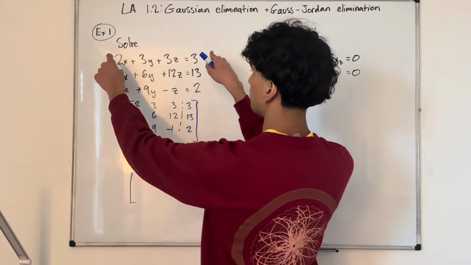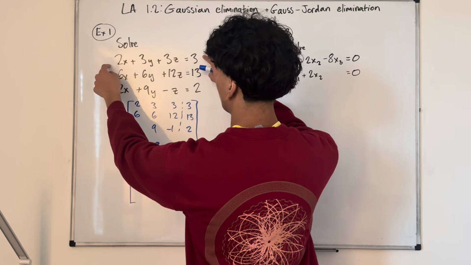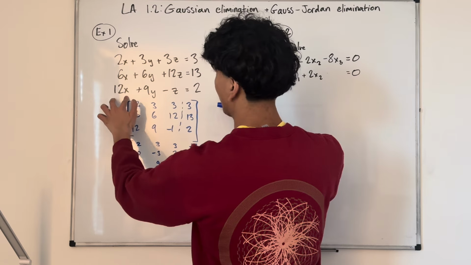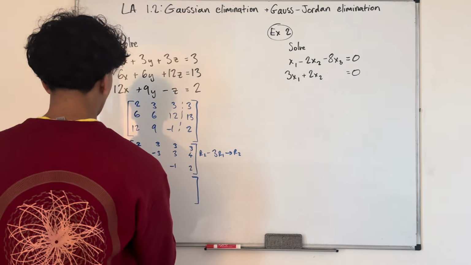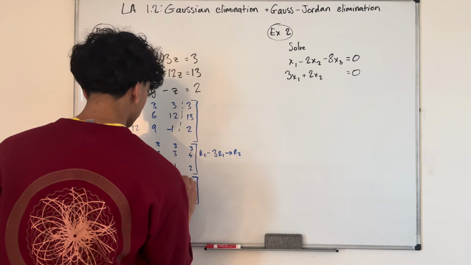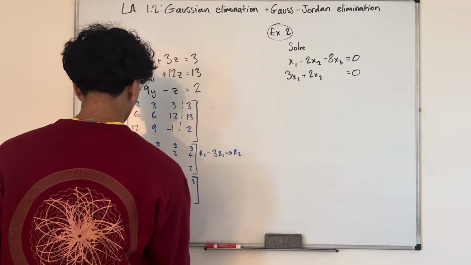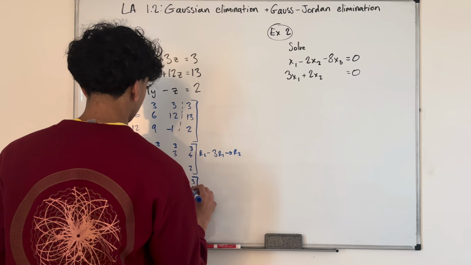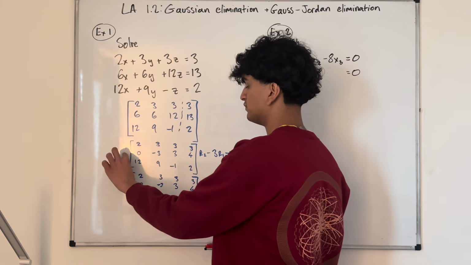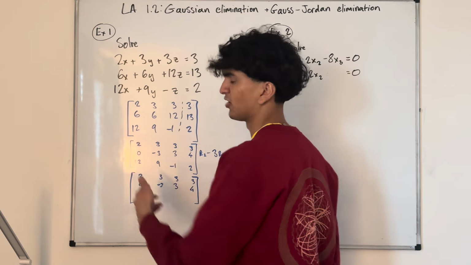Because when I multiply this top equation by negative 6 and then add them, I'm going to get a 12x minus 12x after multiplying by negative 6. That's the idea. My goal is to get this into row echelon form, where in this first column the bottom 2 rows are 0, right?